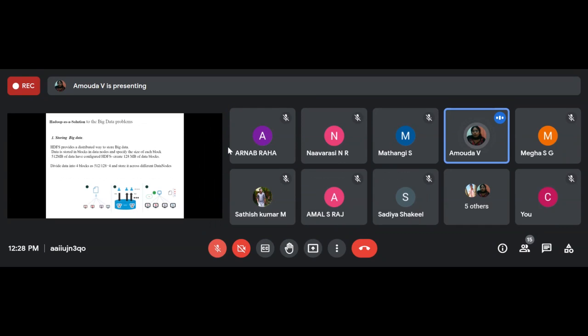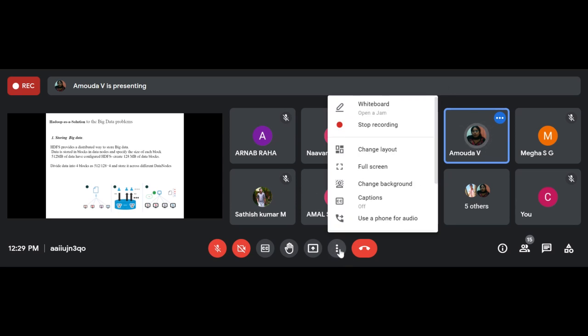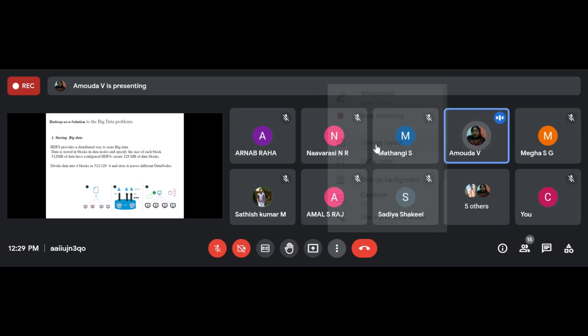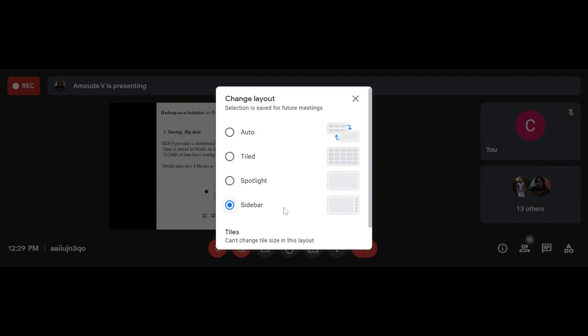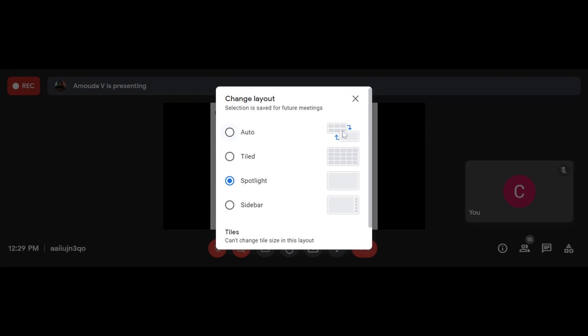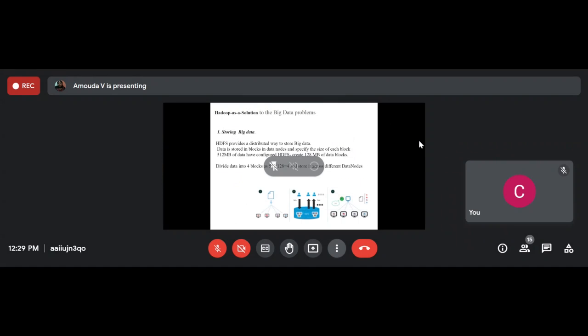So Hadoop is a solution for storage. The first point is storage. Actually, the data is not stored in one block. It's stored in different blocks. Each and every block has a specific size defined, so that the data will be stored in each and every block.